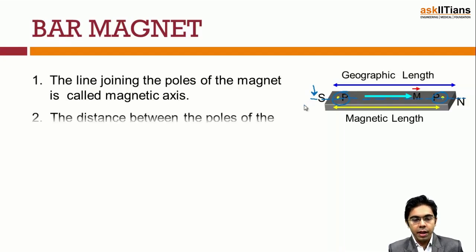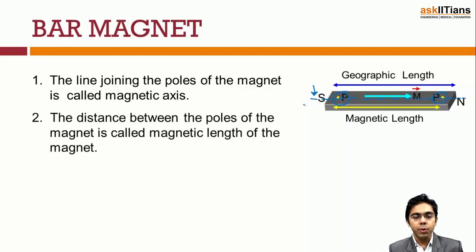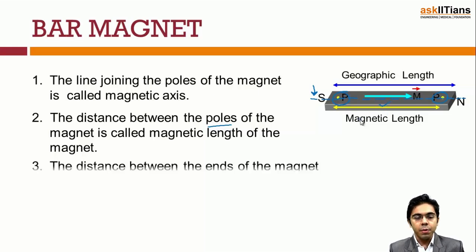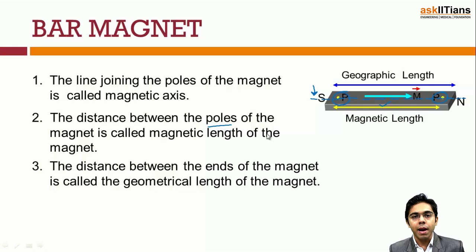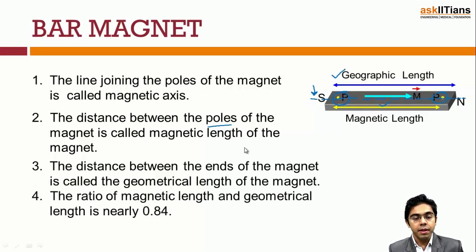Now let's proceed further. The distance between the poles of the magnet is the magnetic length of the magnet. This we have already discussed. After that, the distance between the ends of the magnet is called the geometric length of the magnet. This also we have already discussed. After that, the ratio of the magnetic length to the geometrical length is nearly 0.84. As we can see from the figure, the geometric length is more than the magnetic length.